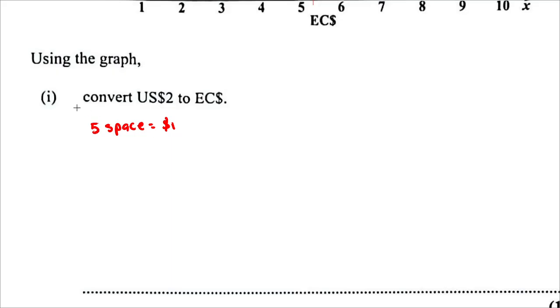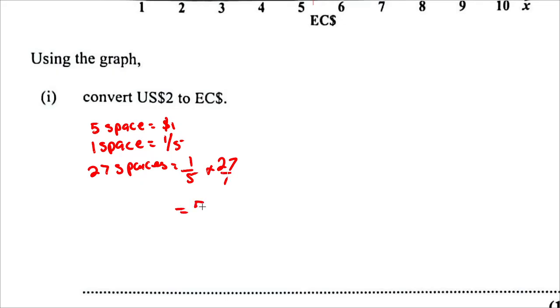If 5 spaces is $1, then 1 space would be 1/5, and therefore 27 spaces would be 1/5 multiplied by 27/1, which is $5. 5 into 27 is 5. Remainder 2. So in this case, hold on. 5 5s are 25. Remainder 2 is $5.40 that I got. Right? And that would be your answer for this.